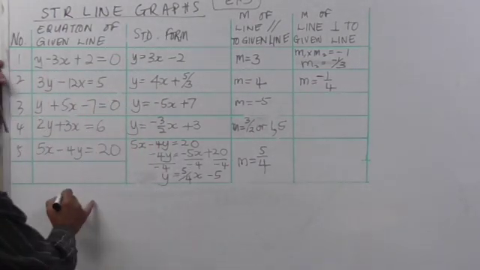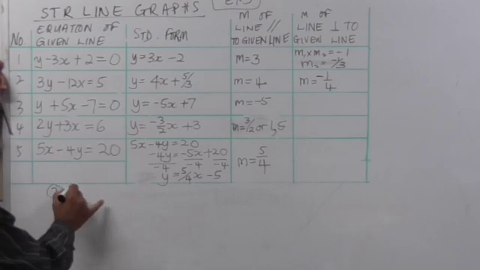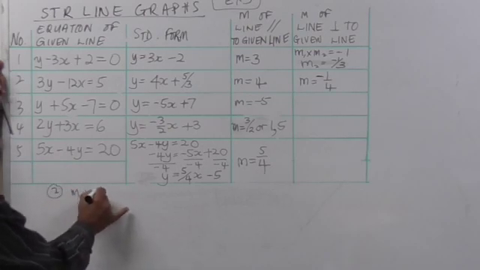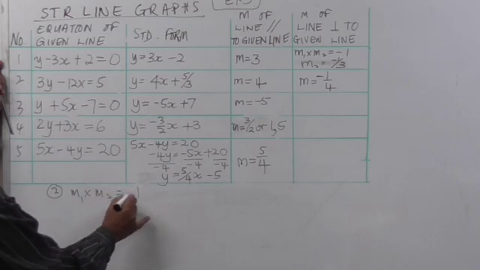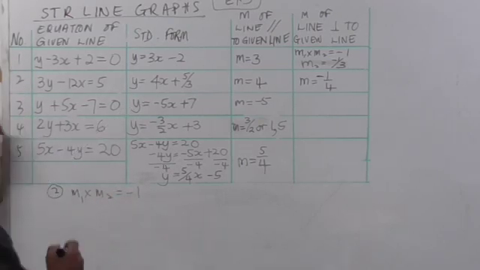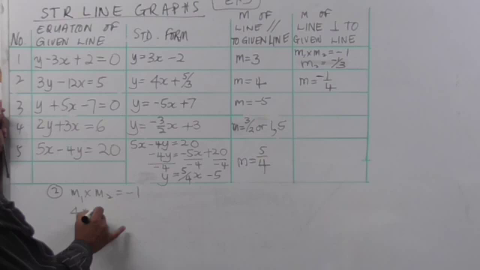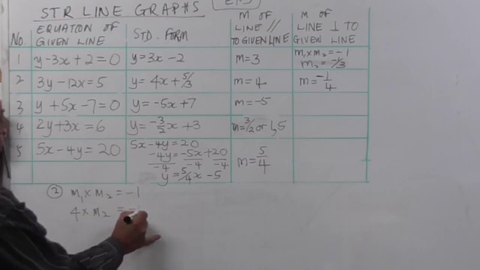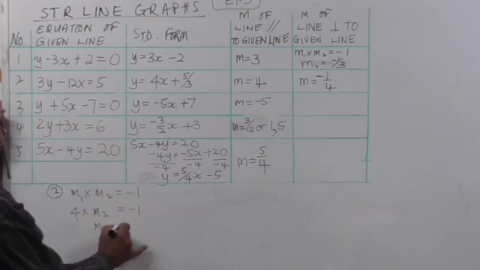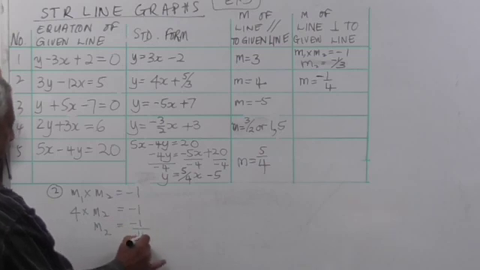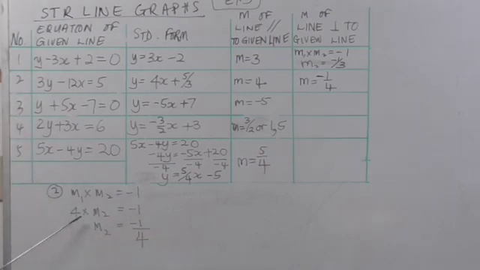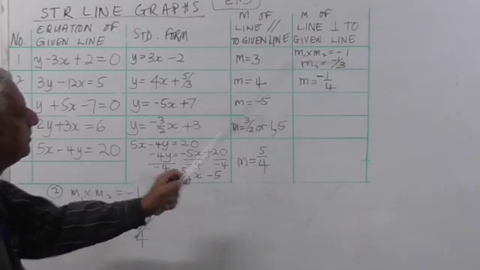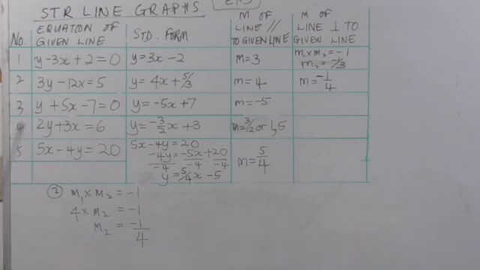You're going to say, well, we're doing number 2. M1 times M2 is equal to negative 1. M1 is 4. So 4 times M2 is equal to negative 1. So M2 is equal to negative 1 divided by 4. It's 4 times here, therefore when it goes that side, it will be divided. So M2 is minus quarter. Right? You can do that. Or you can do your working.